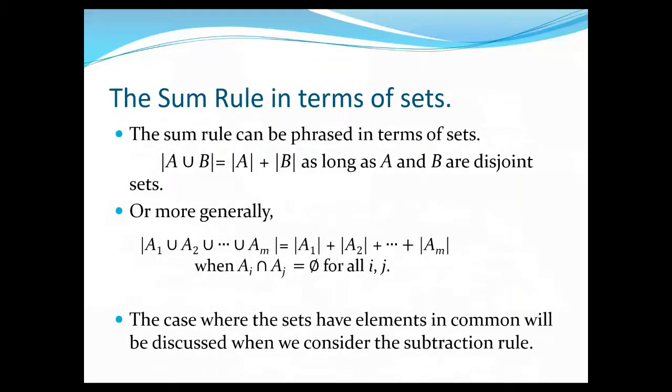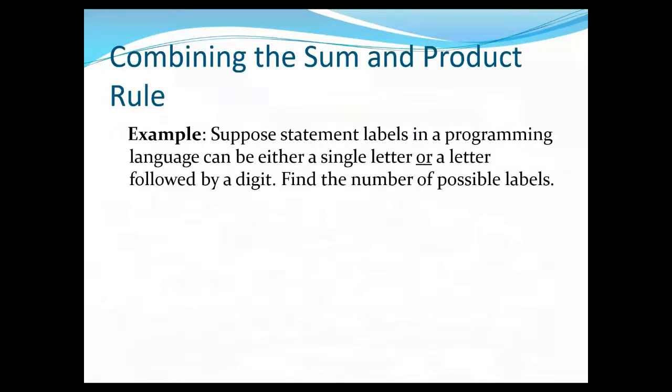Sum rule can be used if and only if the given sets are disjoint. But in case it's not, you cannot choose the sum rule, and another rule will be implemented. So let's have this example. Suppose statement labels in a programming language can be either a single letter or a letter followed by a digit.